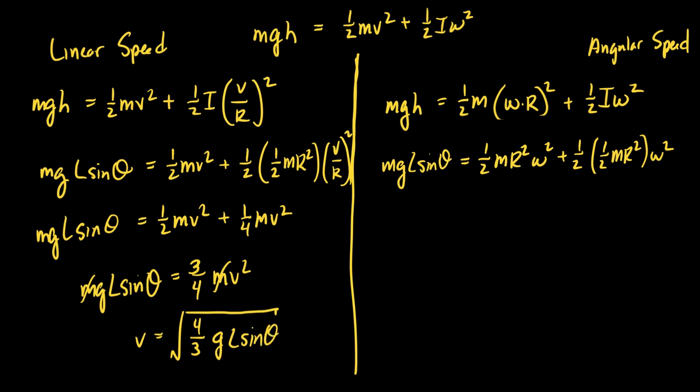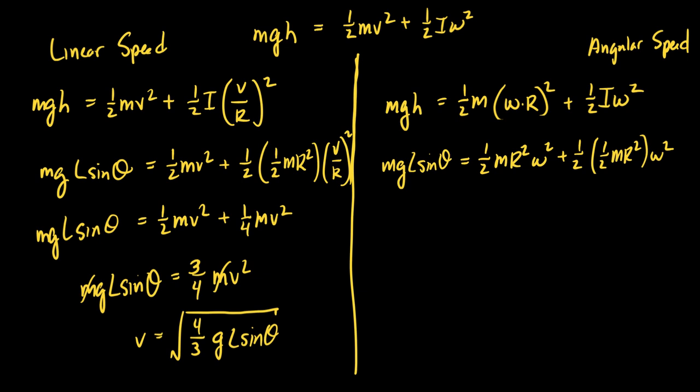The 4/3. That's a product of the inertia. That number would be different if the object were a different shape. That's a number that would change. So if it were a ring, you get a different number there. If it were a solid sphere, you get a different number there.